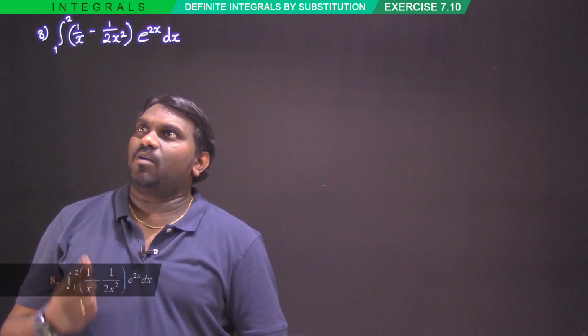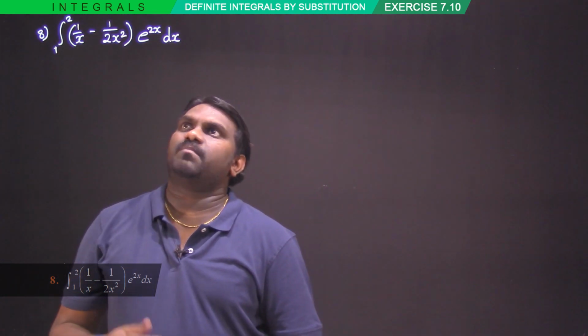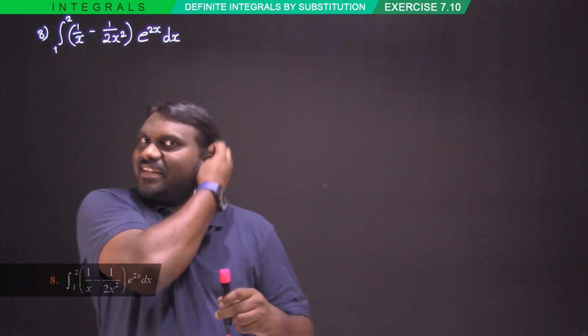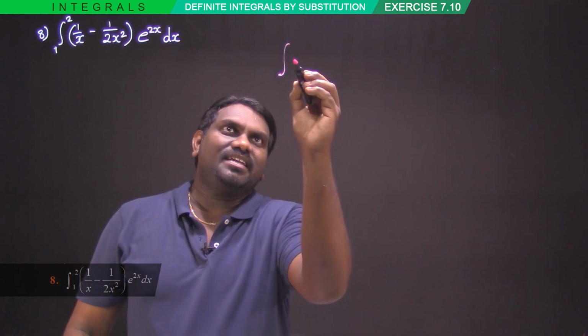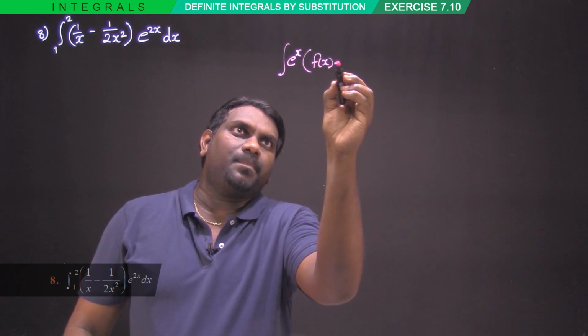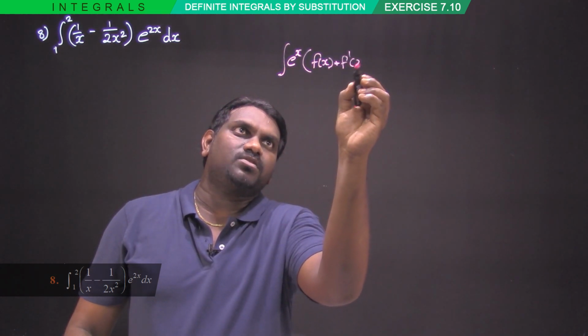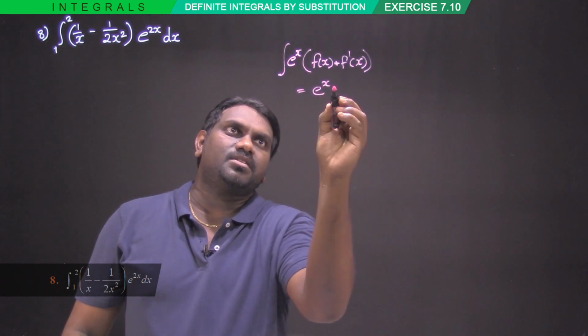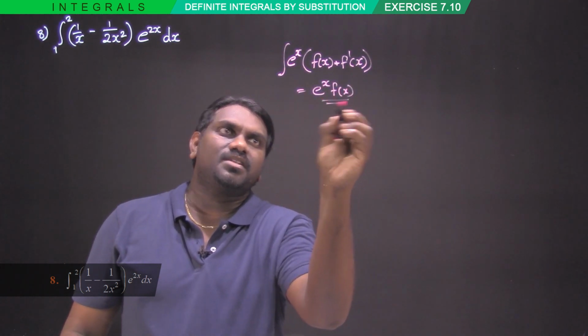Integral 1 to 2, 1 by x minus 1 by 2x square, e raised to 2x dx. Now the integral of e raised to x times f of x plus f dash of x, you still remember that? What are you going to get when you integrate it? e raised to x itself times your first function, isn't it?